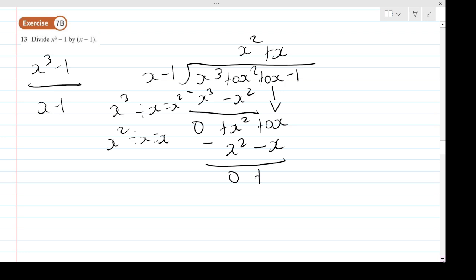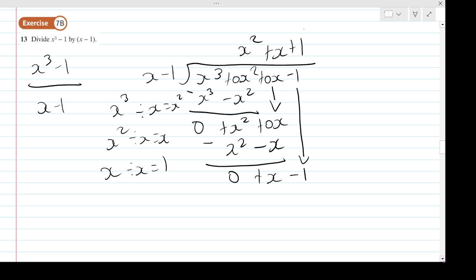That'd be plus x there. And then I need to bring this number down, minus 1. And again, then, the highest power now is x. So then I need to do x divided by the highest power here, which is again x, and that'd be 1. So I need to put plus 1 there.